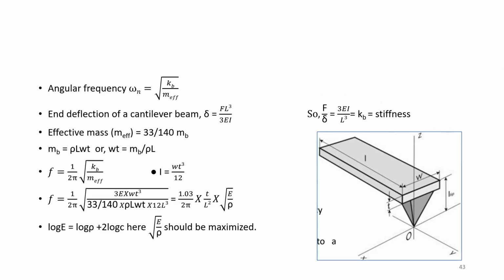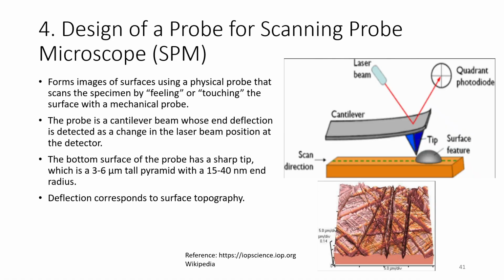Next is design of a probe for a scanning probe microscope. It forms an image of a surface using a physical probe that scans the specimen by feeling or touching the surface with a mechanical probe. The probe is a cantilever beam whose end deflection is detected as a change in the laser beam position at the detector. The bottom surface of the probe has a sharp tip, which is a 3 to 6 micrometer tall pyramid with a 15 to 40 nanometer end radius. Deflection corresponds to surface topography.